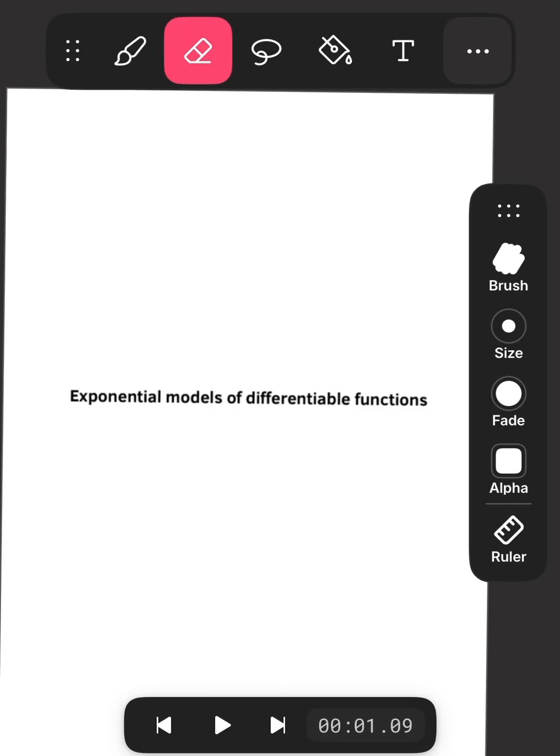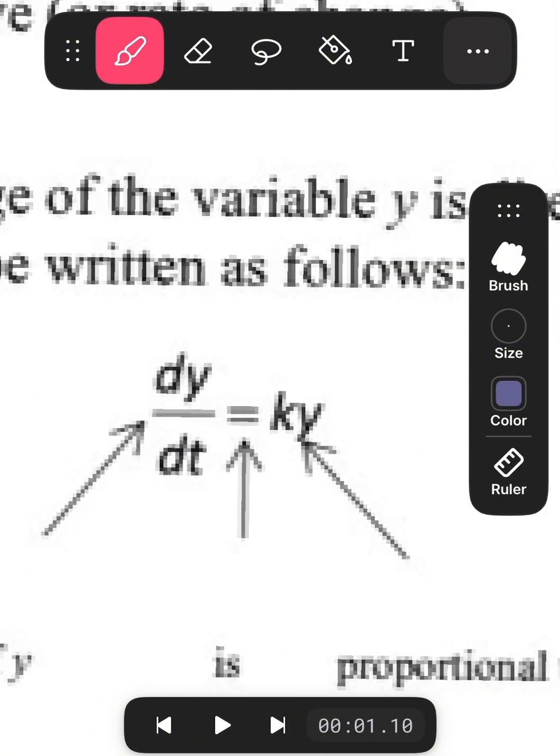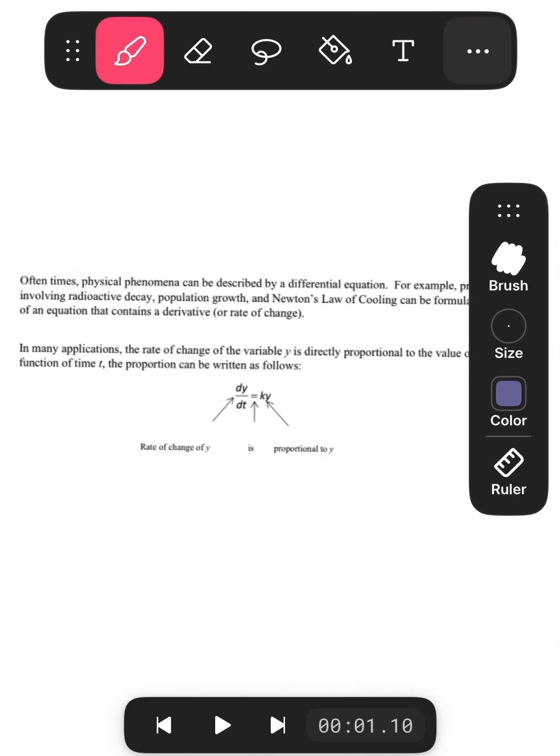Last but not least, we've got exponential models of differentiable functions. So basically, this is putting into practicality, into the real world, our new skill of finding the solution to a differentiable function. The main way we do this is through this equation that's never going to leave. It's here forever, basically.